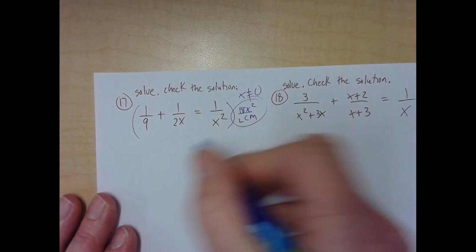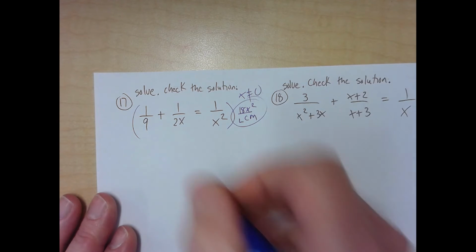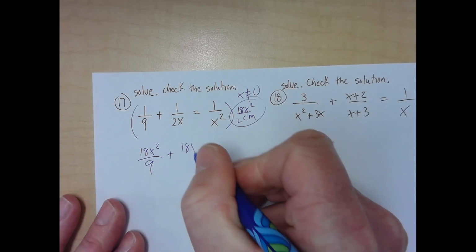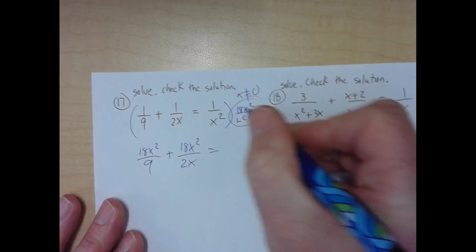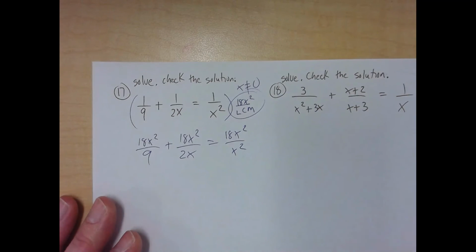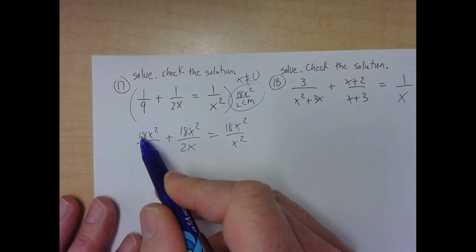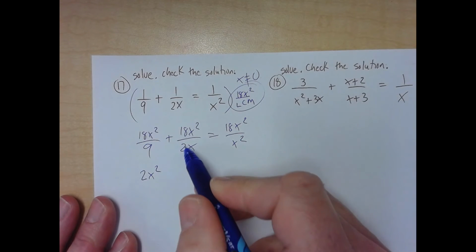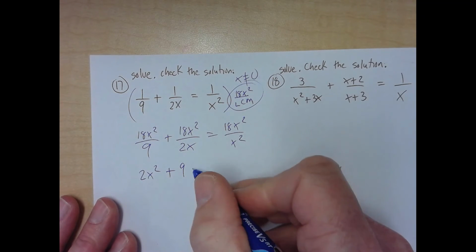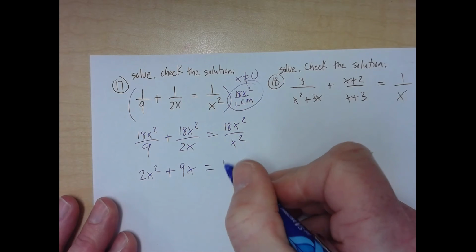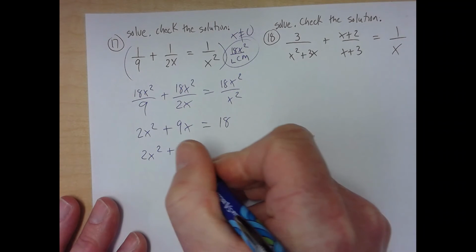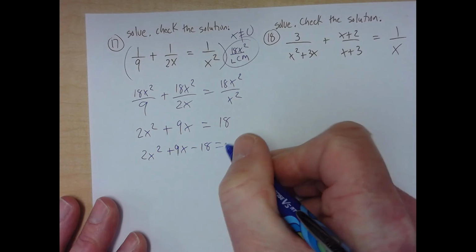So it is 18 times 1 on each one of those. So it's 18x squared over 9. 18 times that. So it'd be 18x squared over 2x. And then it'd be times the 1, it'd be 18x squared over x squared. Why do we do that? Because it kills the fractions. 9 goes into there 2 times, so it's 2x squared. 2x goes into here, that would be 9. And then x goes into there, leaving x, right? And then the x squareds cancel 18. So now I have this nice quadratic, set it equal to 0. 2x squared plus 9x minus 18 is equal to 0.